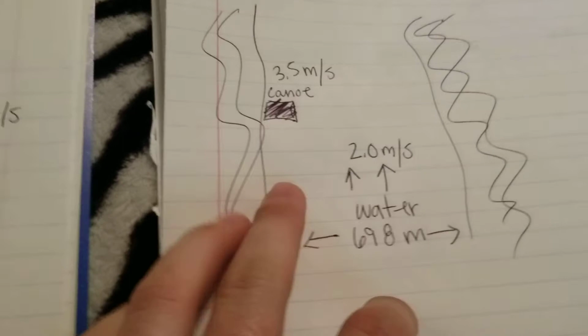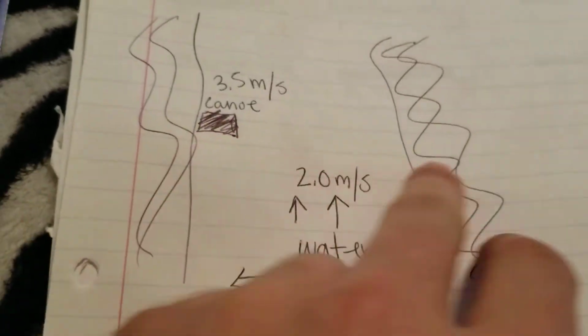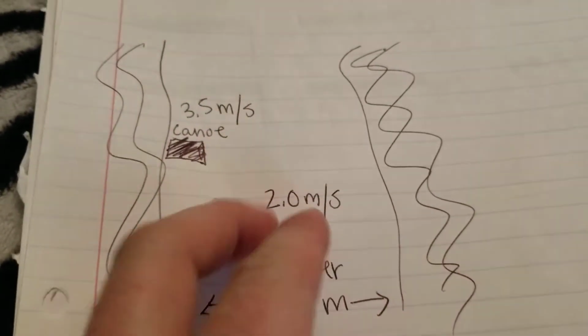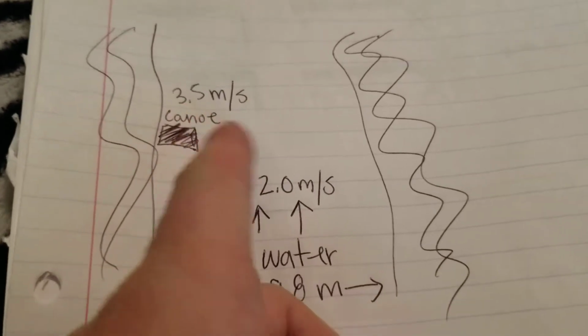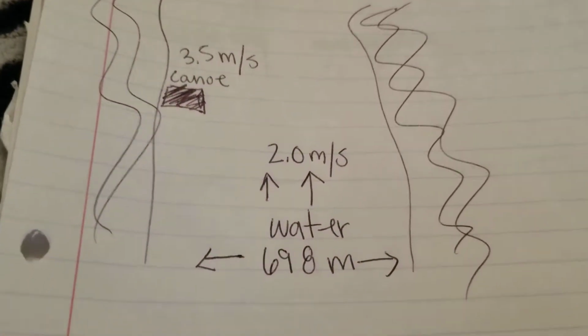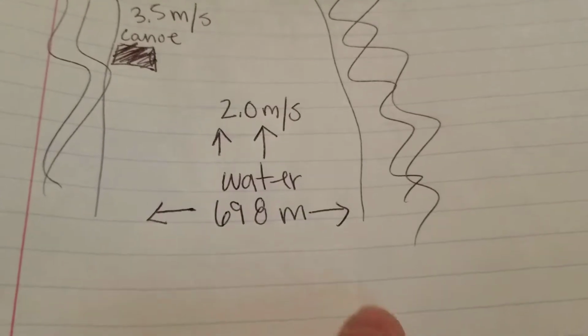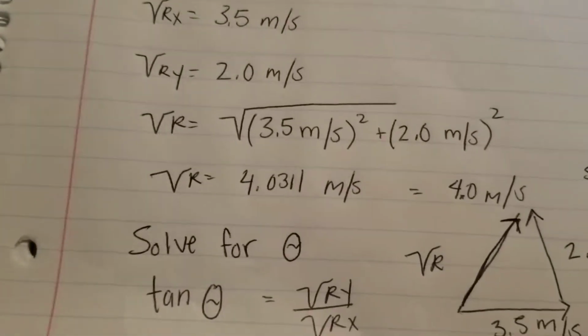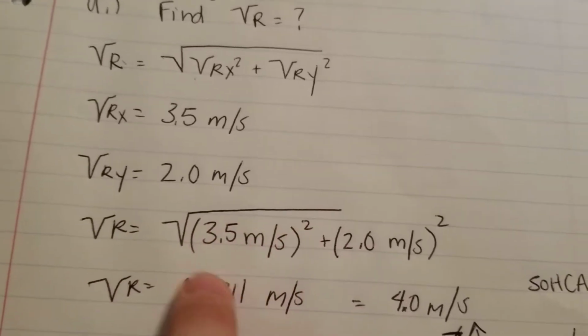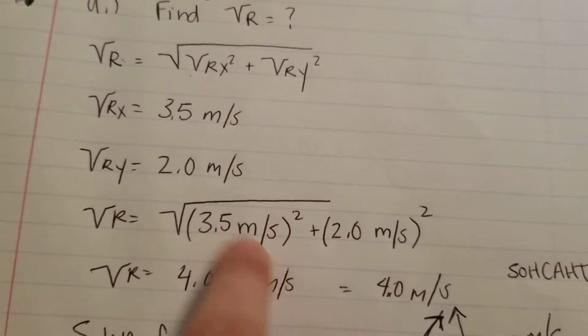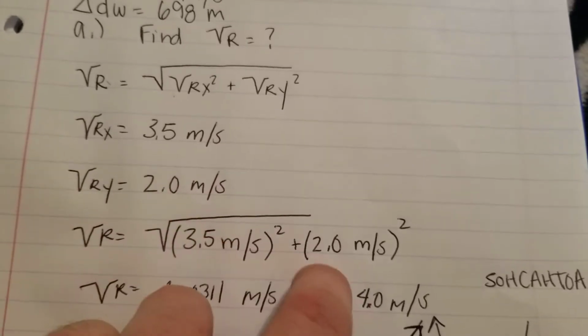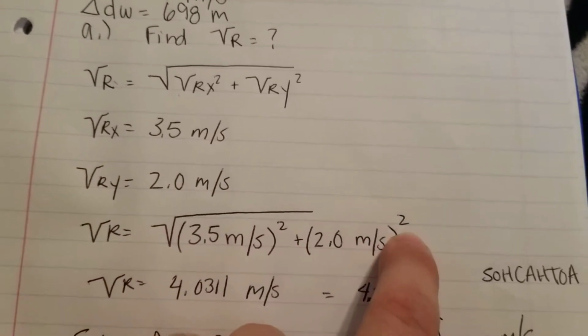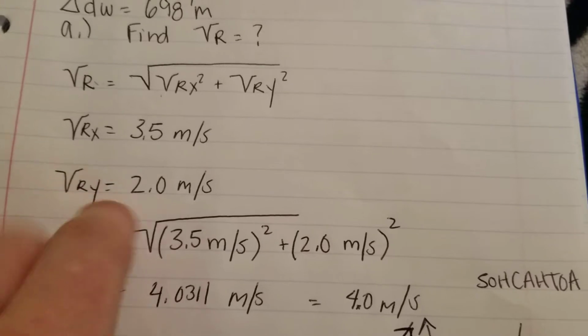And what I said was our x direction is going to be going across the river, so our resultant force for x is going to be 3.5 meters per second, and our resultant force in our y direction is going to be the flow of the water, which is 2.0 meters per second. So if we go back and look at our problem and plug it into our resultant force, we're going to get the square root of 3.5 meters per second, our x direction, squared, plus 2.0 meters per second squared, our y direction.